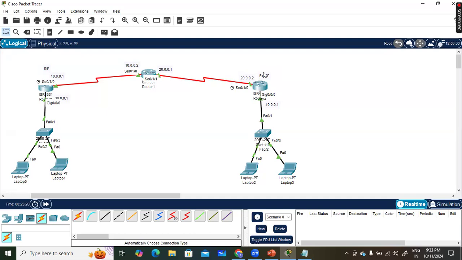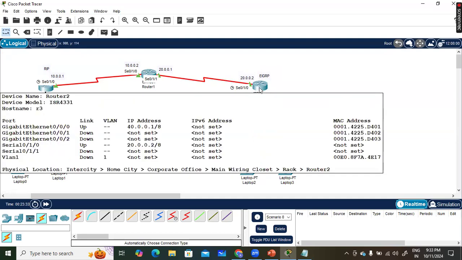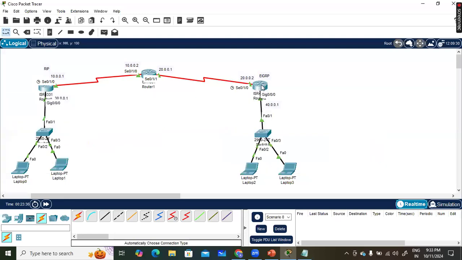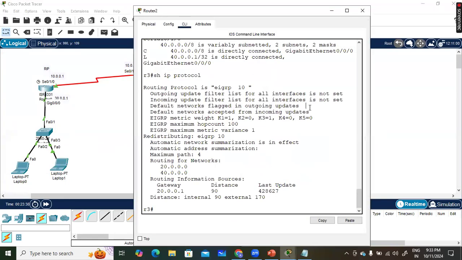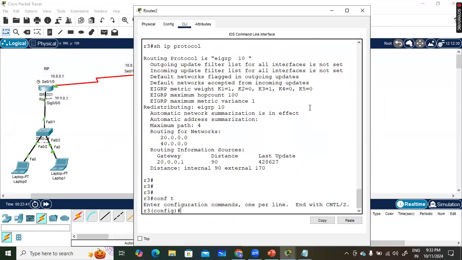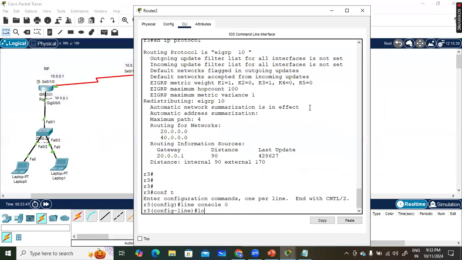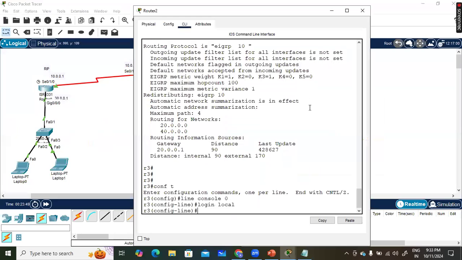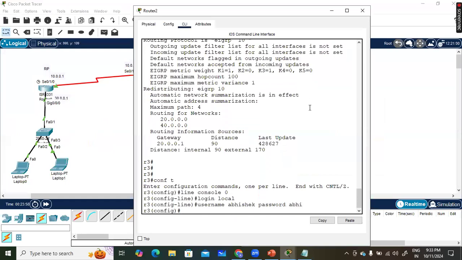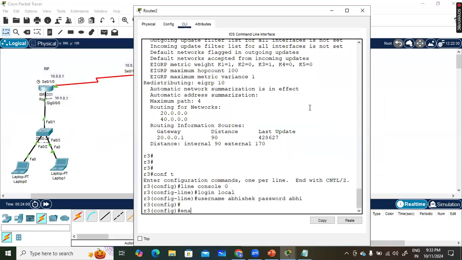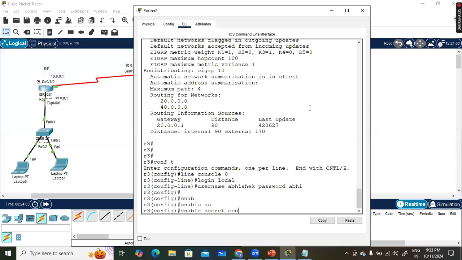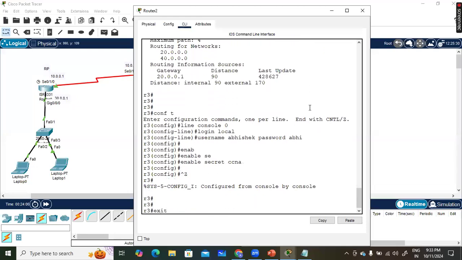To configure SSH, there are mandatory conditions. First of all, there should be a password on the router and in privilege mode as well. That's what I'm going to do right now. I'm going to use Router 3. Just write conf t. Line console 0, enter, login local, username Abhishek, and password is Abhi. Enter like this. And now use enable secret password, which is CCNA. Just exit and let's check.